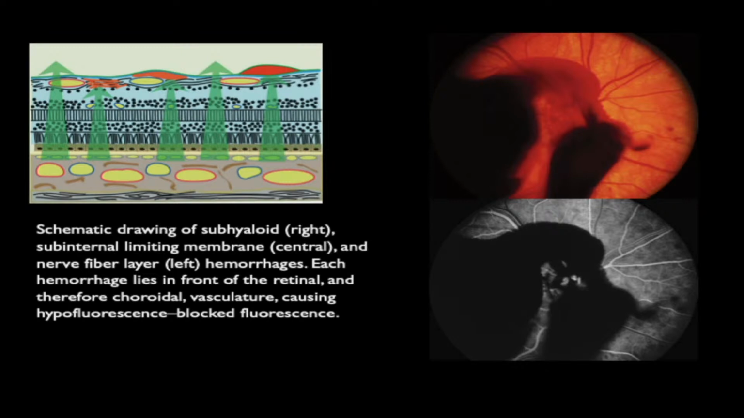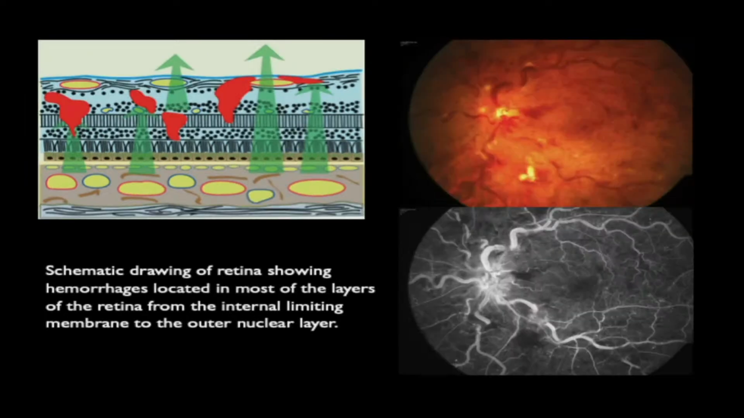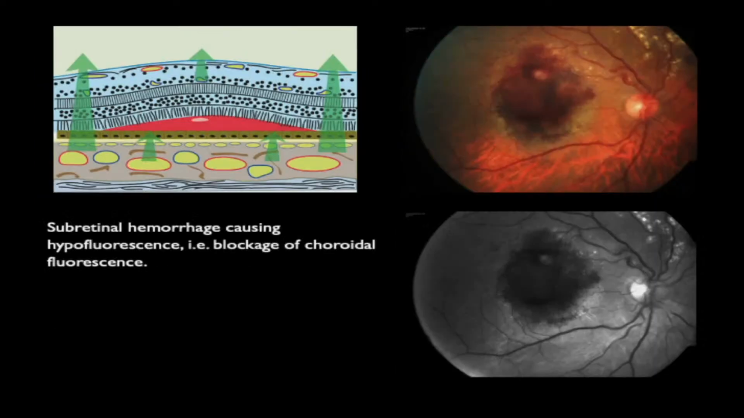So what you see on some of the subsequent slides is a schematic diagram on the left with a picture on the right, and what you see is hemorrhages at different levels, which could be subhyaloid or intraretinal or sub-ILM, as you can see over here in the color fundus photograph. And similarly, correspondingly, you see a blocked fluorescence on the angiogram. Similarly, in this case with the central retinal vein occlusion, you can see blocked fluorescences on the angiogram, which correspond to the hemorrhages seen on the fundus photo.